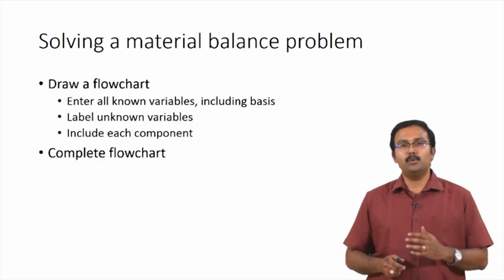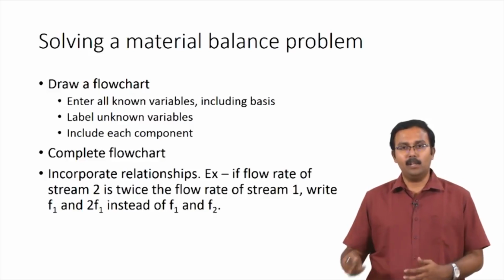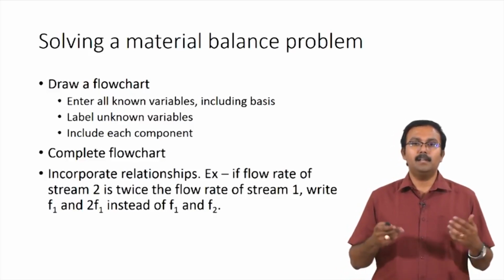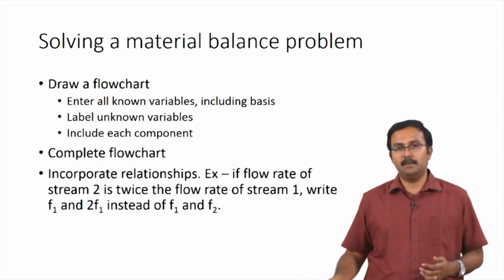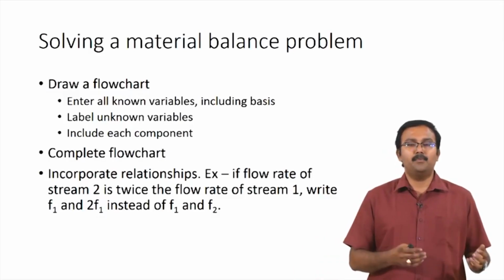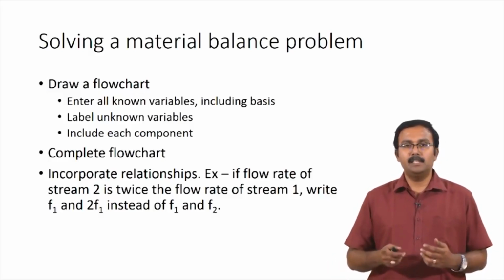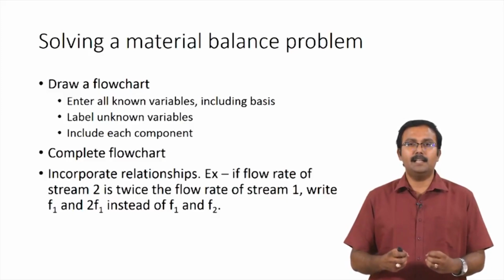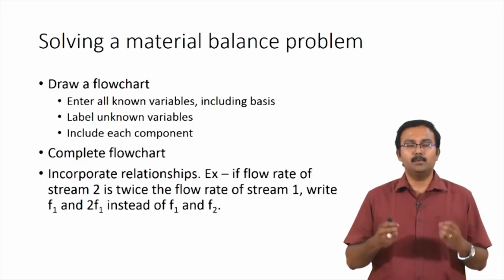Your goal is now to complete the flow chart. So, what you try to do is you will incorporate all the relationships. For example, if flow rate of stream 2 is given as twice that of the flow rate of stream 1, do not write F1 and F2, instead you can write F1 and 2F1. So, this helps you understand that there is a dependency of these two variables, and this will help you solve the problem.